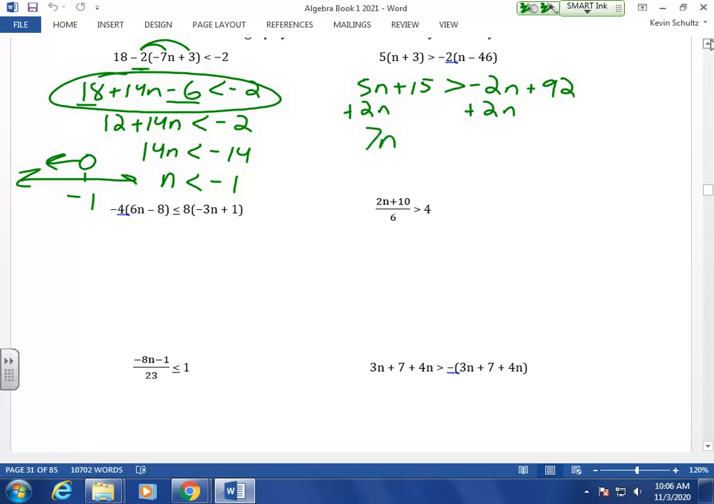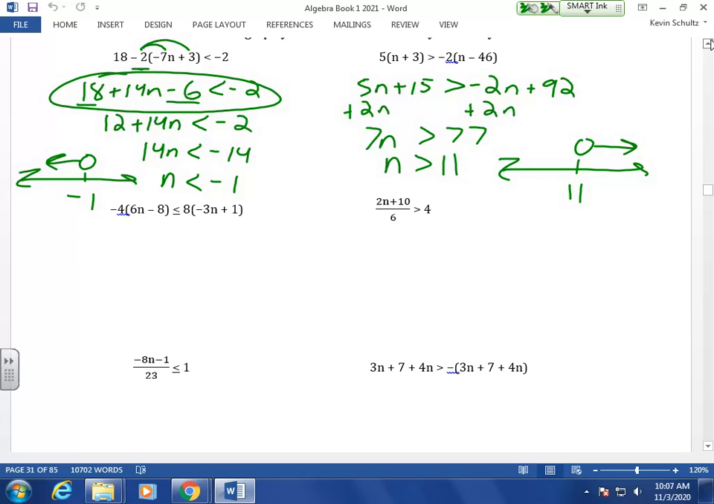So we have 7n is greater than 77 after we move our 15 over to the right. Subtract 15 from both sides, and we get 7n is greater than 77. Divide both sides by 7, and n is greater than 11 is our solution, which is an open circle at 11, going right. Thumbs up? Good? All right. If not, questions? Yes?